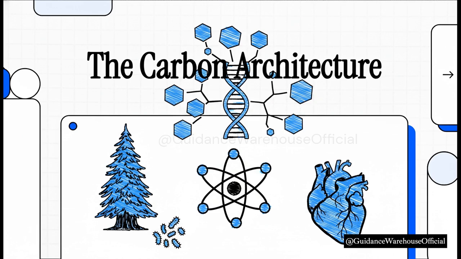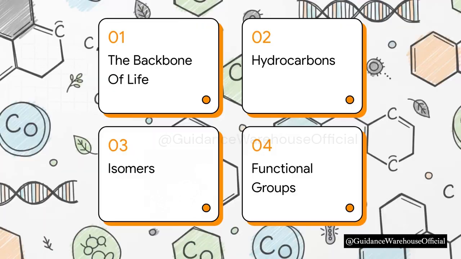Today, we're going to explore this carbon architecture. We'll see exactly how life constructs its magnificent structures, literally from the atomic level all the way up to the real world. Okay, let's dive into this and look at our roadmap. First up, we'll cover the backbone of life. Then, hydrocarbons, chains and rings. Third, we'll look at isomers, same parts, different shapes. And finally, we'll wrap up with functional groups, which are basically chemical accessories.